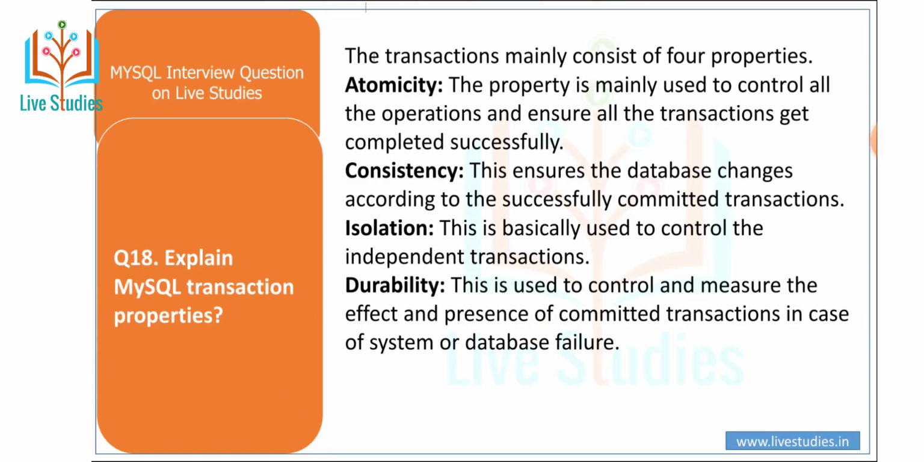Explain MySQL transaction properties: atomicity, consistency, isolation, and durability. Okay, mainly four. Atomicity is mainly used to control all the operations and ensure all the transactions complete successfully. Consistency ensures the database changes according to the successfully committed transaction. Isolation is basically used to control independent transactions. Durability is used to ensure the presence and effect of committed transactions in case of system or database failure.